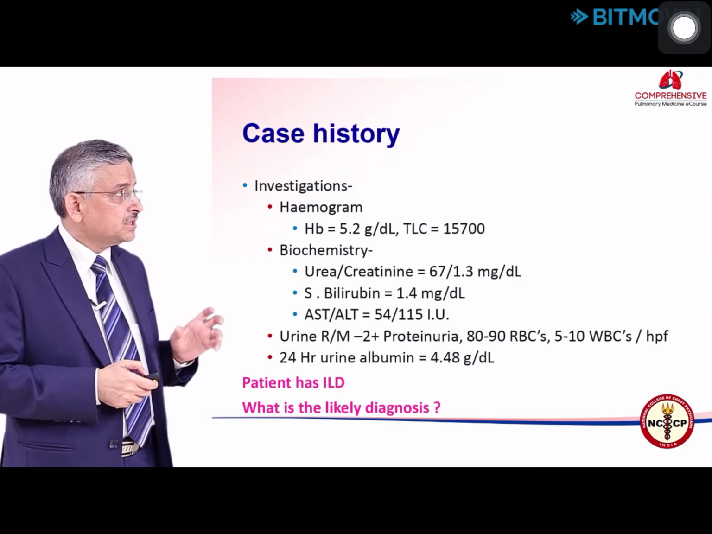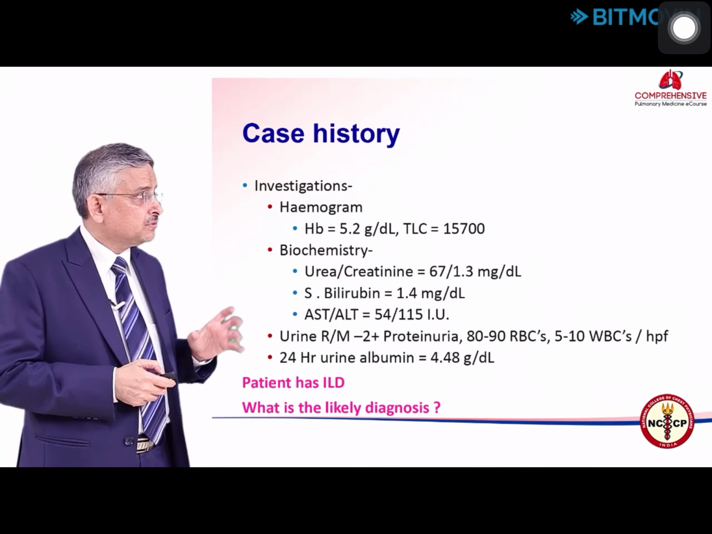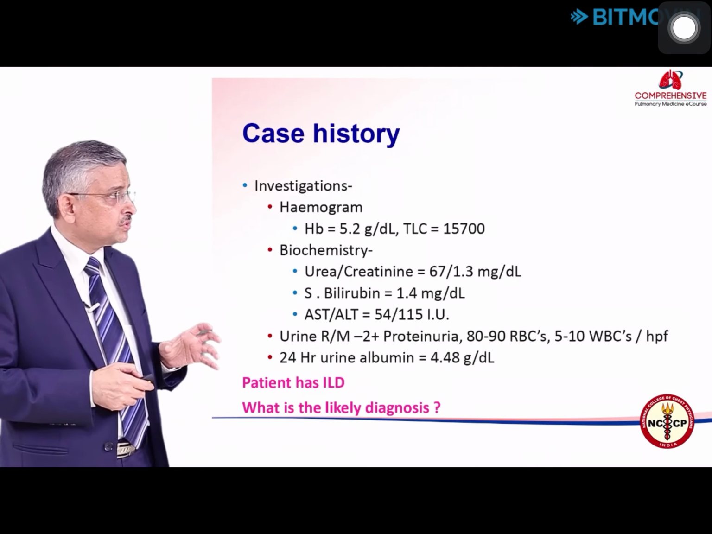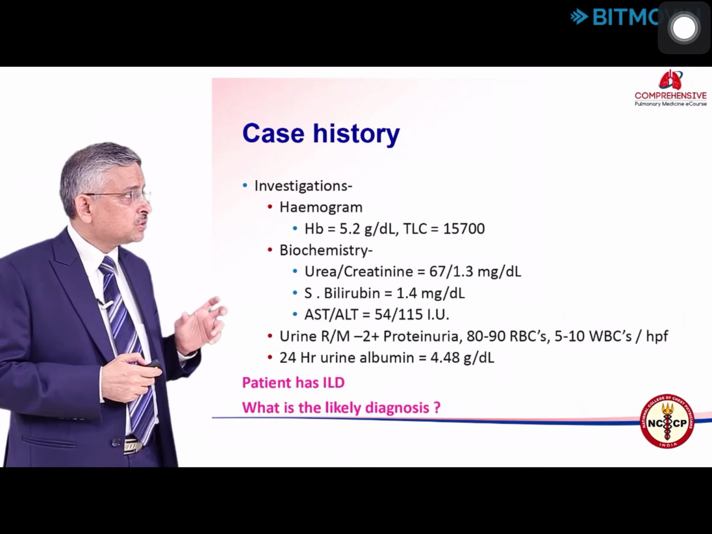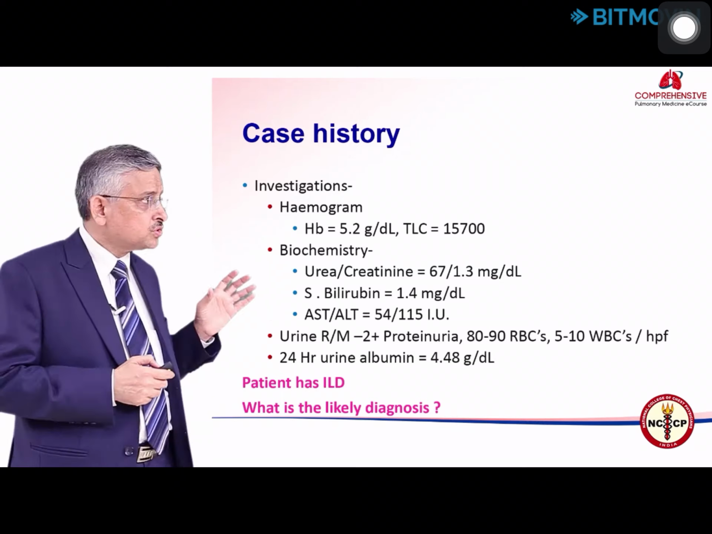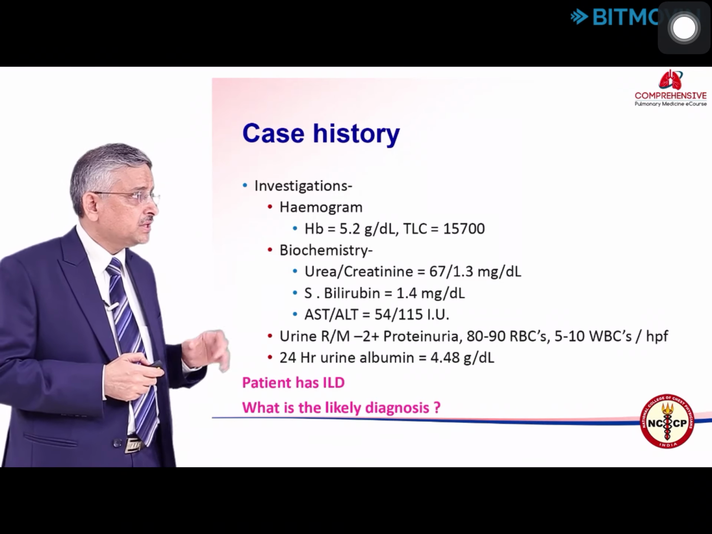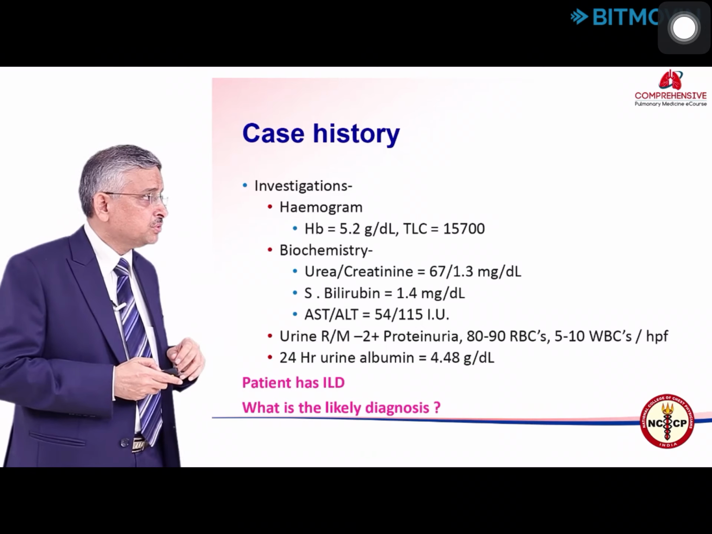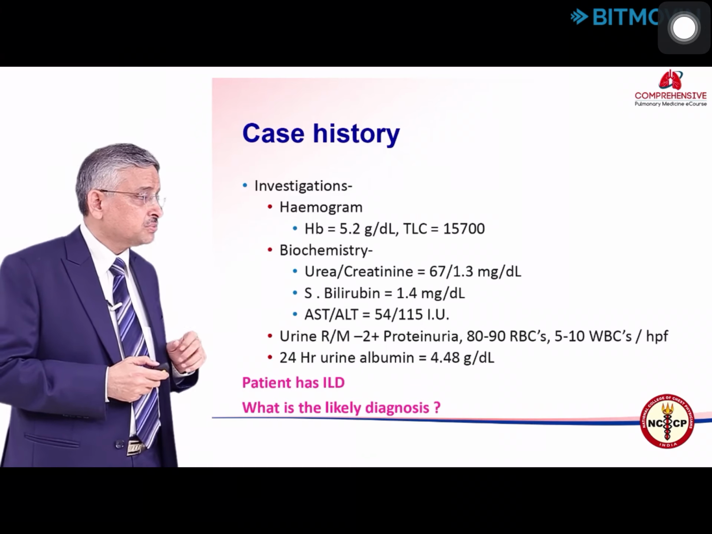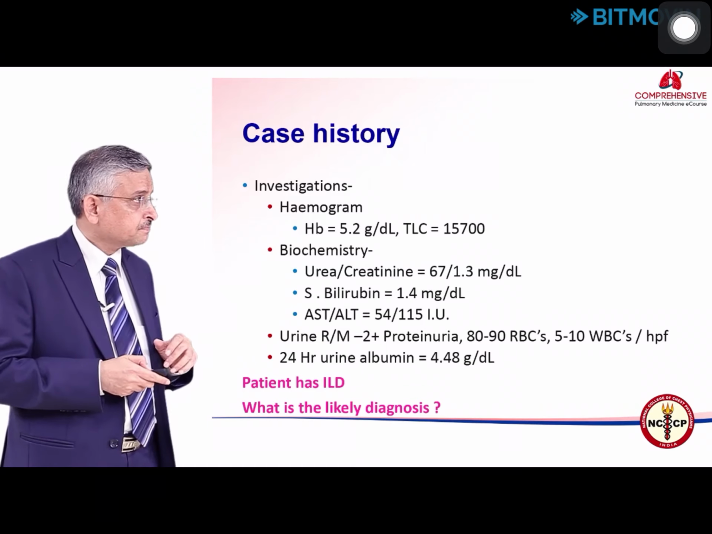On investigation, her hemoglobin was 5.2, she had some degree of leukocytosis, her urea and creatinine were all right, bilirubin was okay, there was mild elevation of ALT, but look at the urine examination. Urine showed 2+ proteinuria, there were 80 to 90 RBCs, there were 5 to 10 WBCs, and 24-hour urine albuminuria showed 4.48 grams. She had nephrotic range proteinuria.